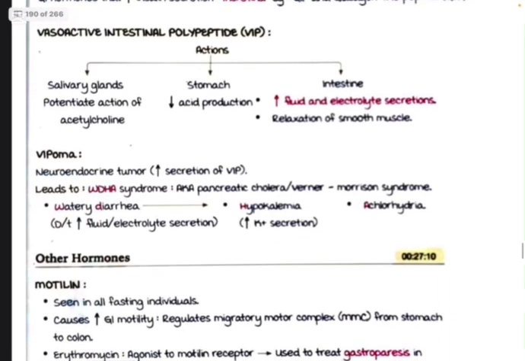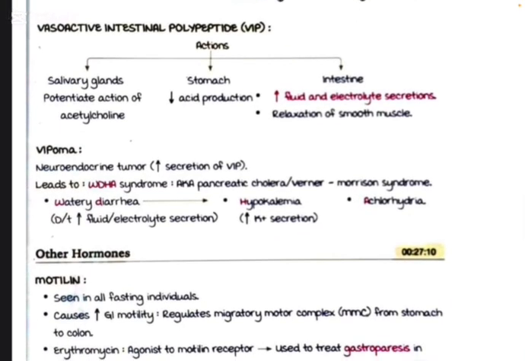Vasoactive intestinal polypeptide is released, and its actions are on the salivary glands, stomach, and intestine. On the salivary glands, it potentiates the action of acetylcholine. On the stomach, it decreases acid production. In the intestine, it increases fluid and electrolyte secretions and also causes relaxation of smooth muscles.